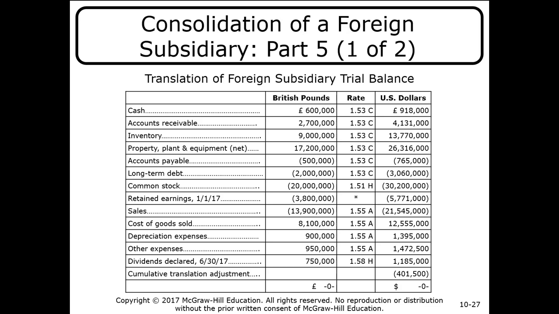which in this case was $5,771,000. Then we're going to translate the sales, cost of goods sold, depreciation, and other expenses all at an average rate. And then we'll get the dividends at its historical rate. And then the cumulative translation adjustment, in order to balance all that out, winds up to be $401,500, a credit to the other comprehensive income in stockholders' equity.